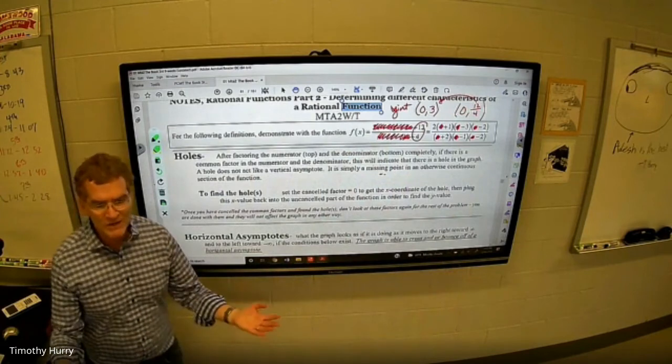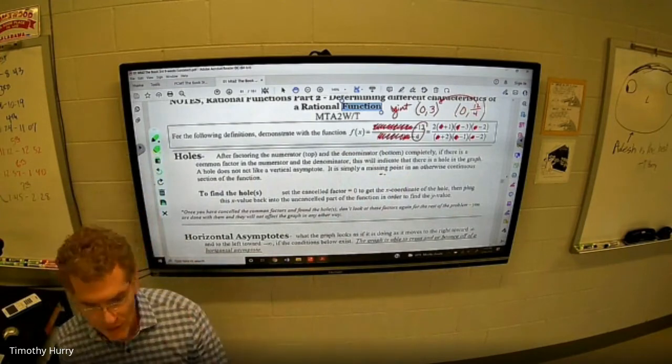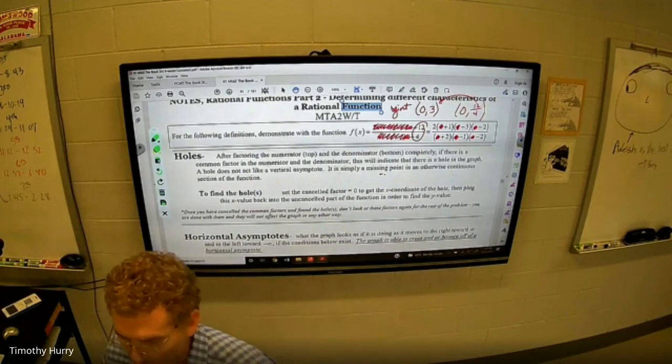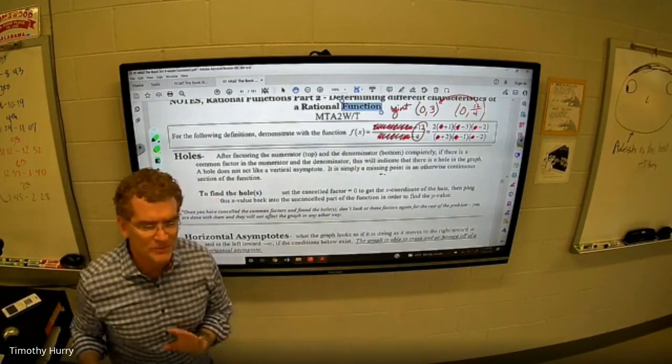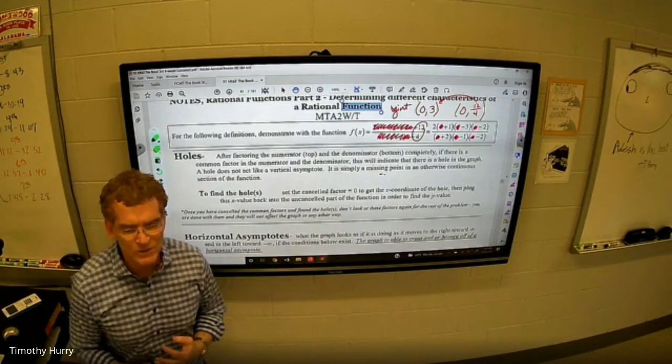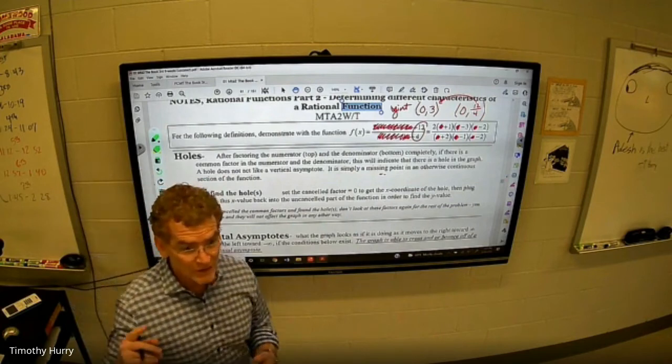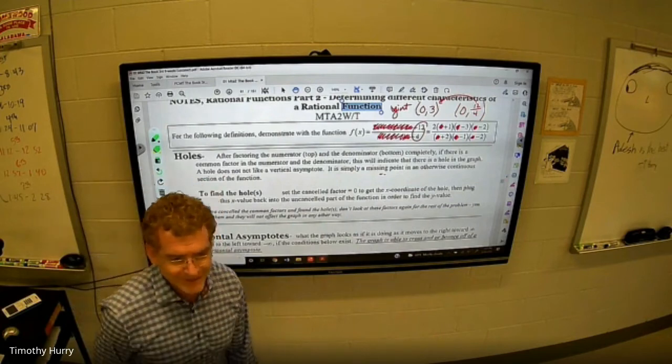And at that point, you'll have your slants, your horizontals, your verticals, your holes, your x-intercepts, your y-intercepts. You'll have so much information on your page that you probably have enough to do a decent sketch. And if you don't, then we'll plot an extra couple points if you're struggling.